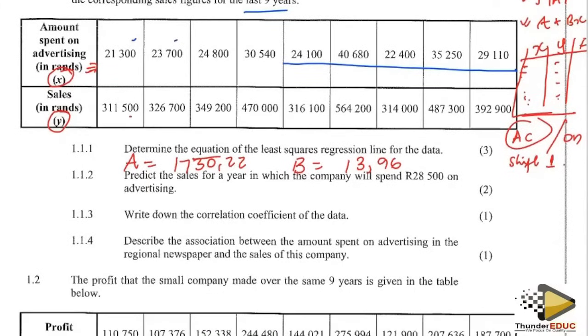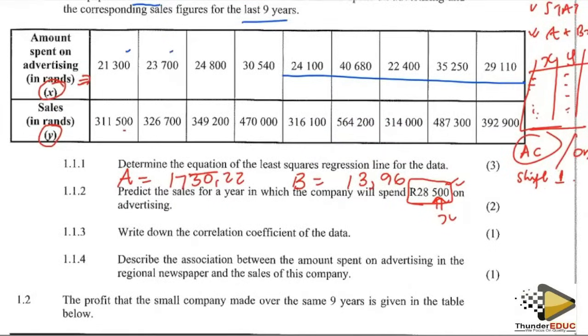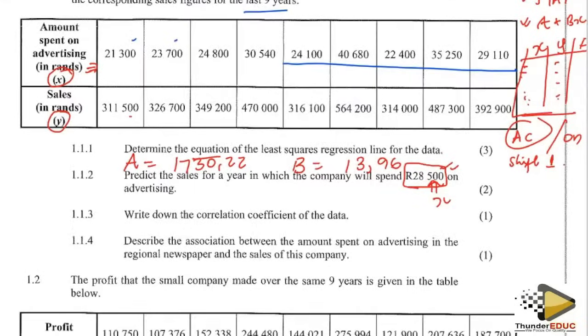Then question number 2, they want us to predict the sales. When they talk of predicting sales, we use the regression line because that line is used to predict what might happen in the future through extrapolation and interpolation. Okay, so we have 28,500 if this was spent on advertising, which means where there is X, we're gonna replace it with 28,500. Okay. So this is what's happening here.